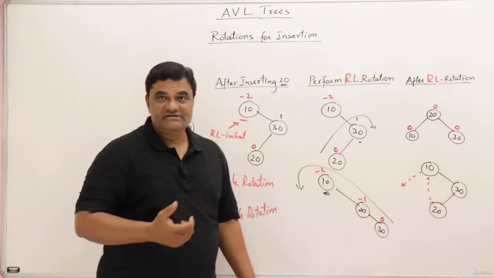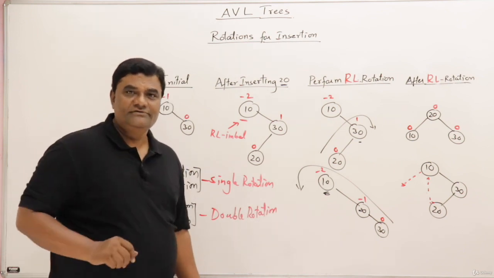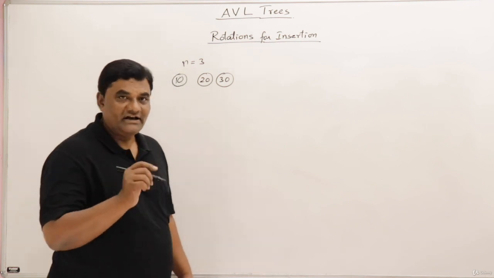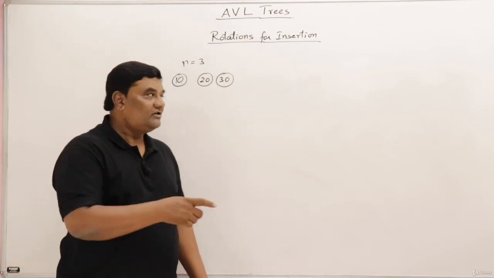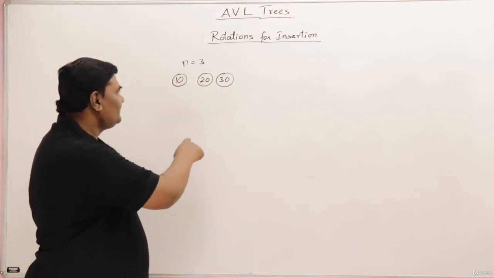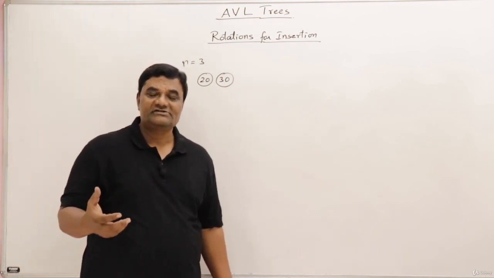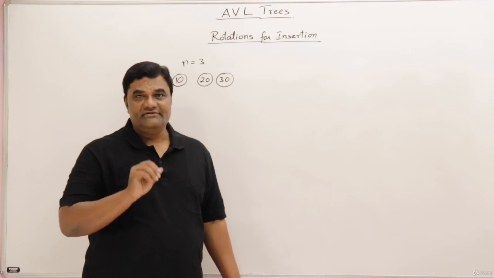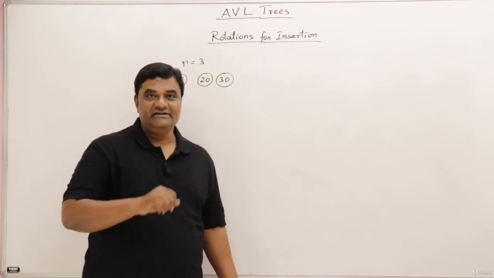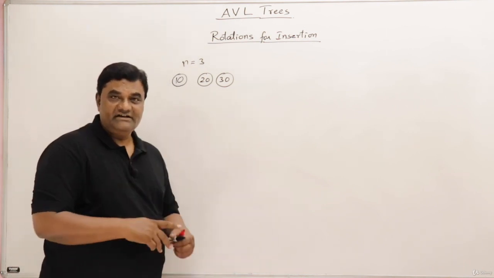Now out of 4 rotations, I'll give you one observation that may be very useful for you, logically useful. Observe this one. Using 3 keys, or 3 nodes, how many different binary search trees can we form? 5. How? 2n C n divided by n plus 1 is the number of binary search trees we can create out of n keys. So 5 trees we can create.